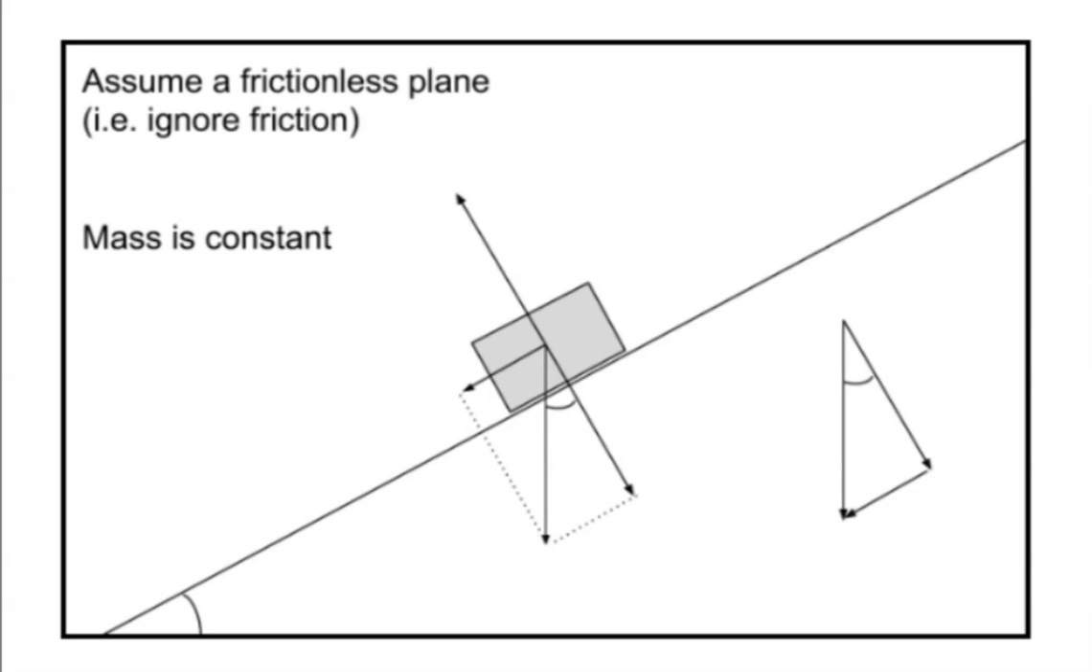So we're going to be looking at objects sliding down inclined planes, and in this case we're going to assume that it's a frictionless track. So we will use the frictionless track we've got in the lab. So this diagram represents what we're going to be doing. We're going to be investigating the motion of the trolley or cart down an inclined plane, and we've got a constant mass.